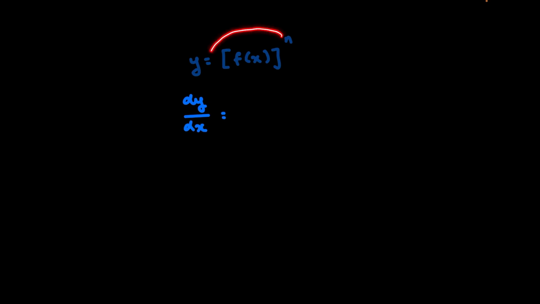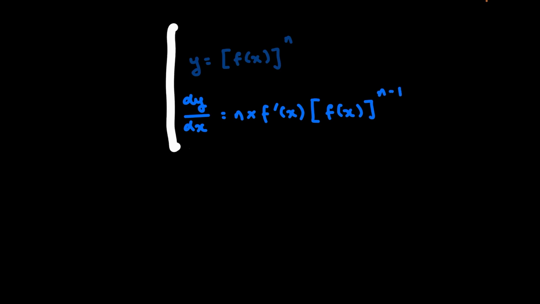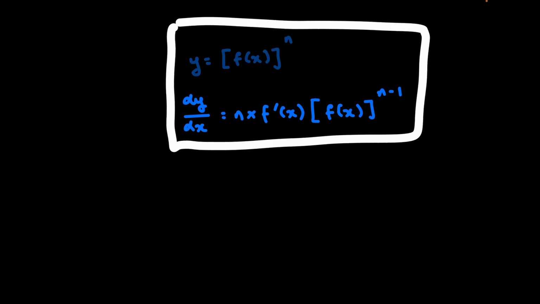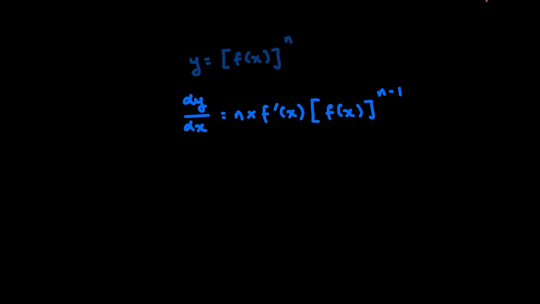all we simply do is bring the power to the front, we times by the derivative of the inside function, so in this case f of x, the derivative of that would just be f dash x, and then we keep the function again, and then we just minus away 1 from the power. And this is how you would use the chain rule to differentiate any sort of function. So let's go through a few examples to consolidate our understanding.